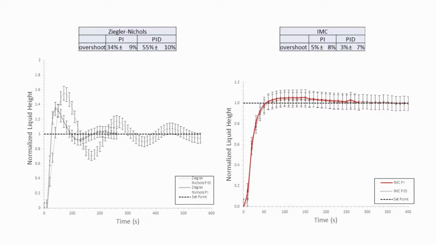Slide 13, IMC and Ziegler-Nichols. Upon closer evaluation, the Ziegler-Nichols overshoot for a PI controller was found to be 34% plus or minus 9%, and for a PID controller, 55% plus or minus 10%. This result is nearly 10 times as large as the overshoot found for the IMC method, which was found to be 5% plus or minus 8% for a PI controller and 3% plus or minus 7% for a PID controller.